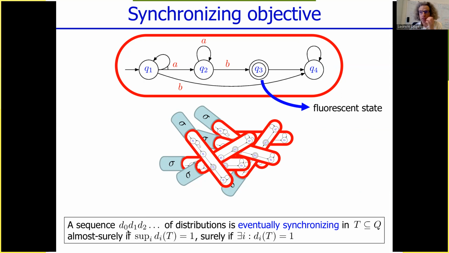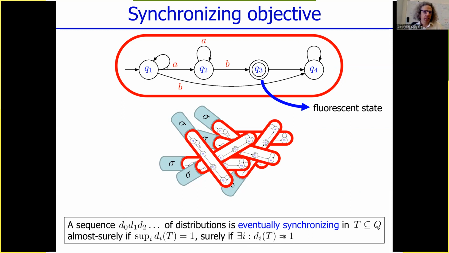So in the sequence of distributions that is produced, we will say that it is eventually synchronizing in a set of target states T. Here T is just Q3. It comes in two variants. Either surely, if all the probability mass is in T at some point. So there is a point in time where the probability mass in T is equal to 1. That would really mean all the bacteria are in T.